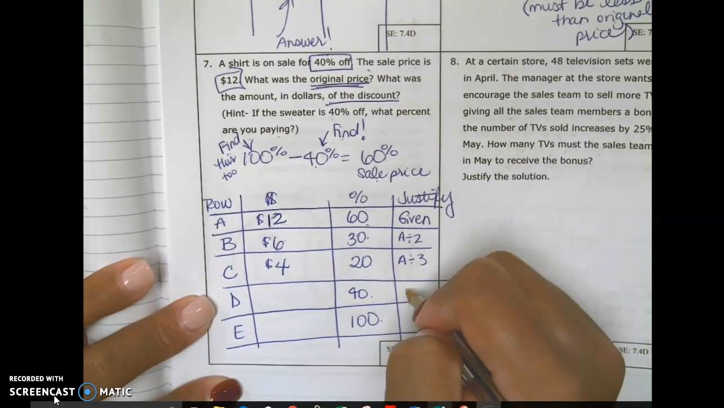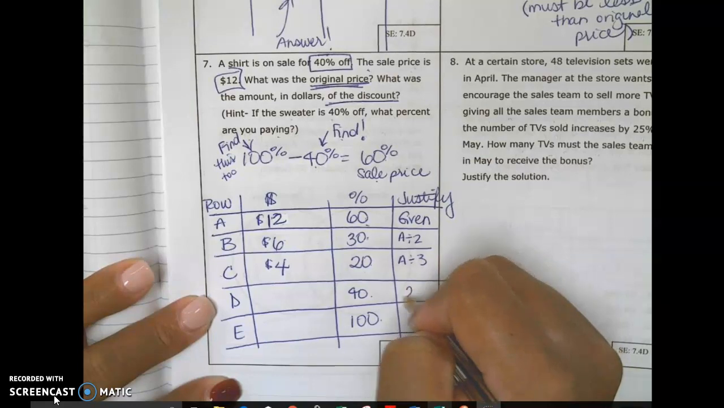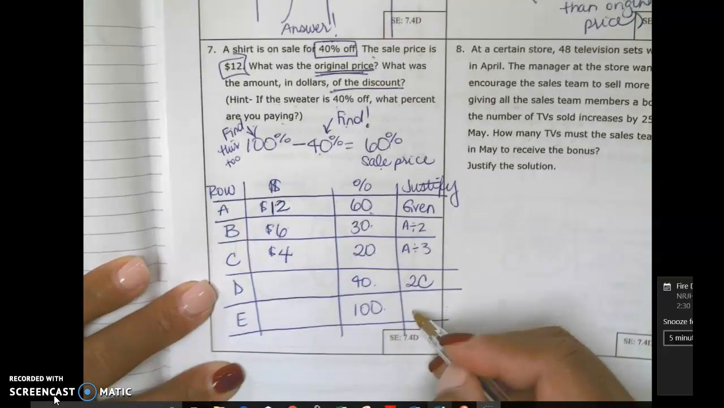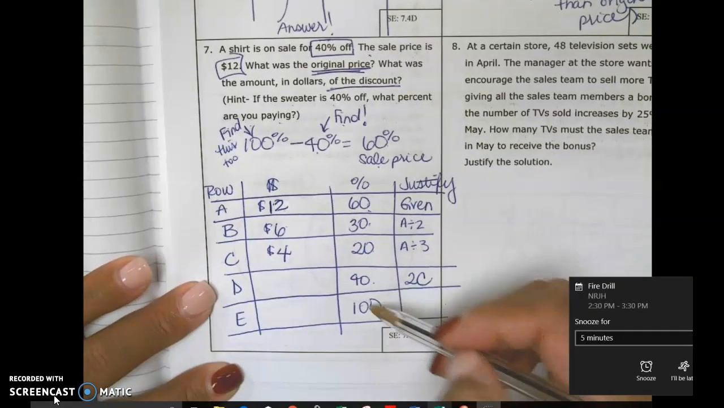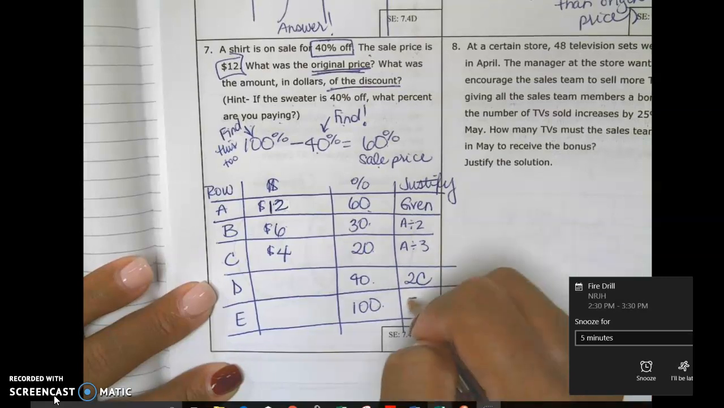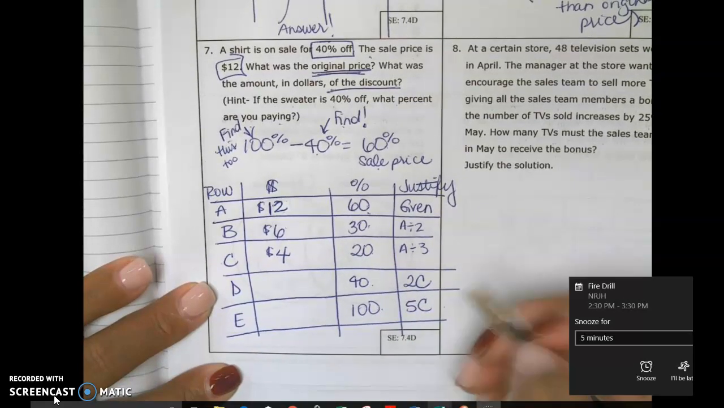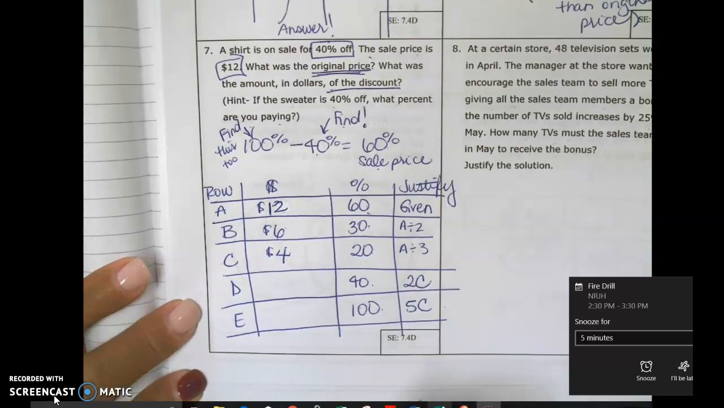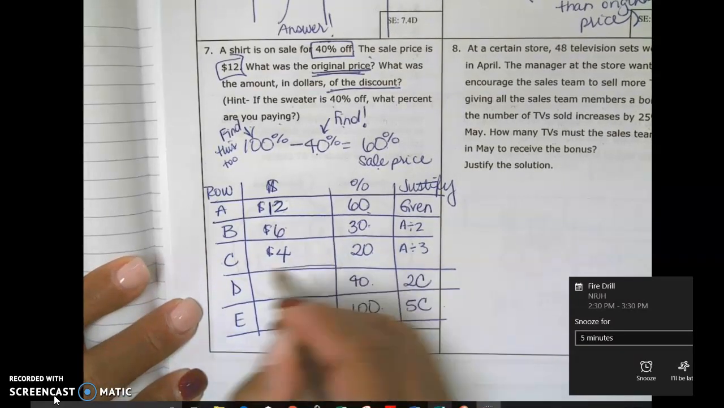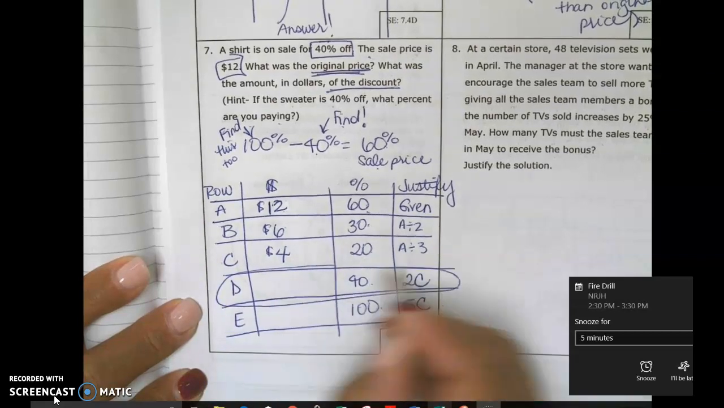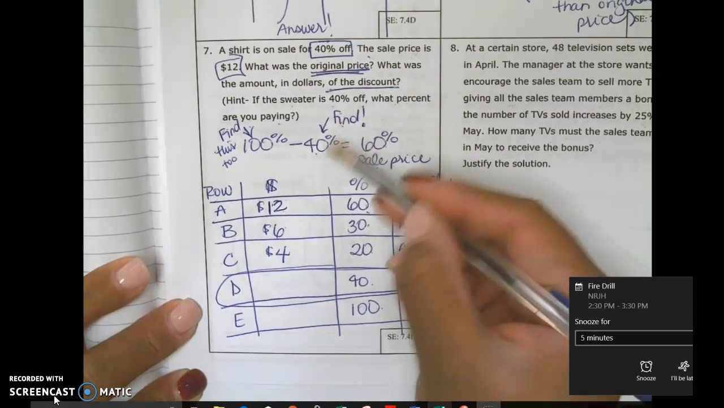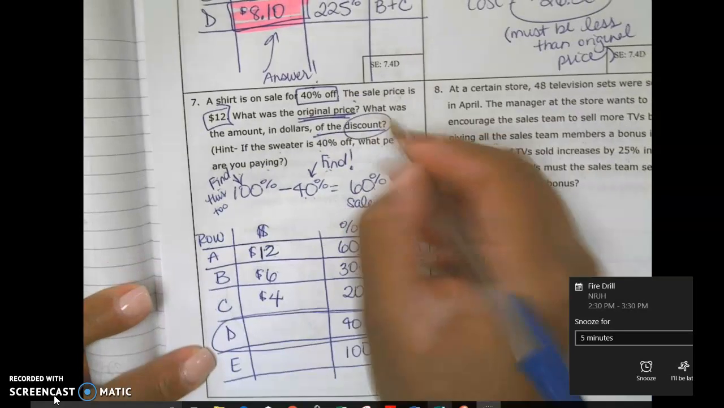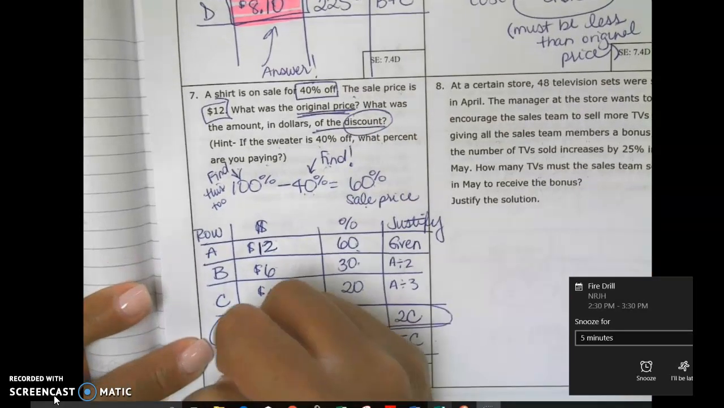I'm going to take row C times 2 and I'm going to take row C and multiply it by what to get to 100? 5C. So this 40, I need you to stay focused. What does this 40 mean? That's the percent. That's the what? Percent. Say it in one word. Discount.